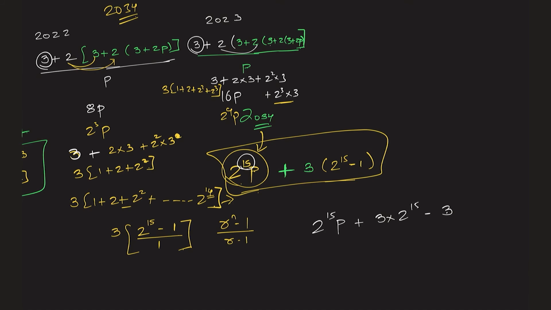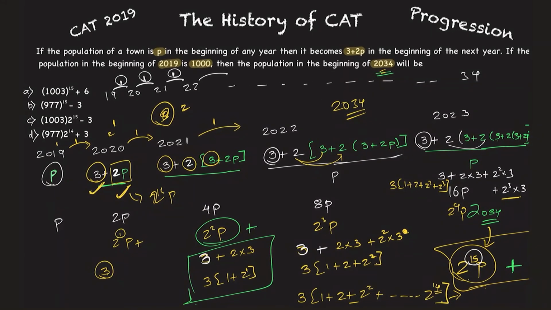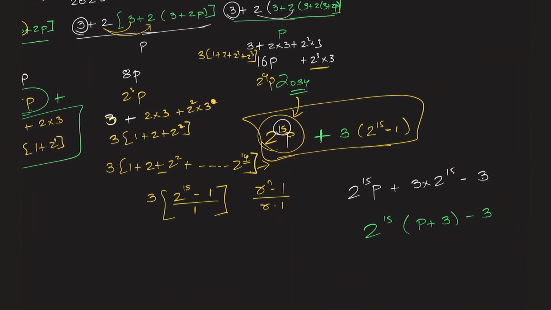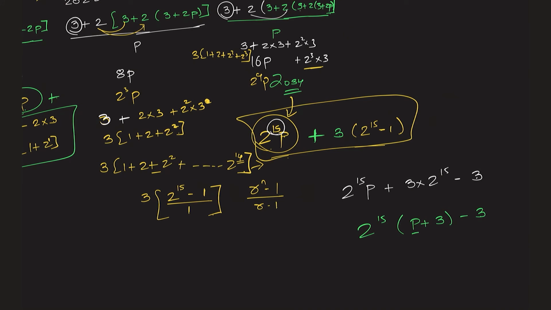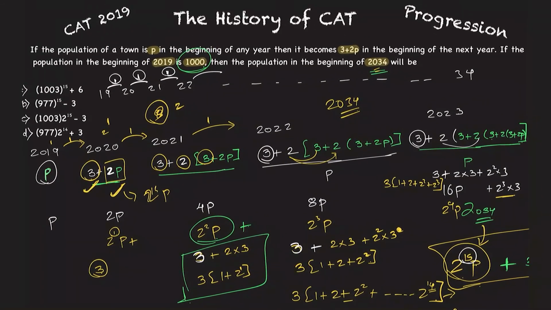If you take out 2 raised to 15 common from here, what you are left with is p plus 3, minus 3. But p is nothing but the first term, which is given to me as 1000. So I'll substitute it here. If you put p as 1000, this becomes 1000 plus 3. So the final answer is 2 raised to 15 into 1003 minus 3. Okay, that's my final answer, and which is option number C.